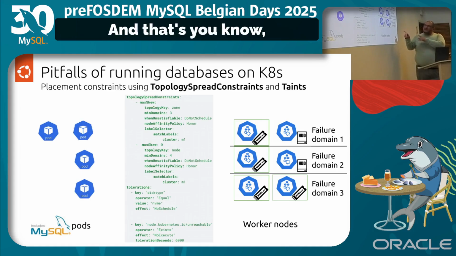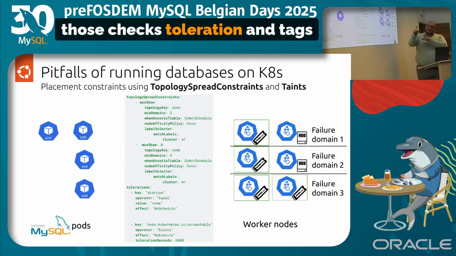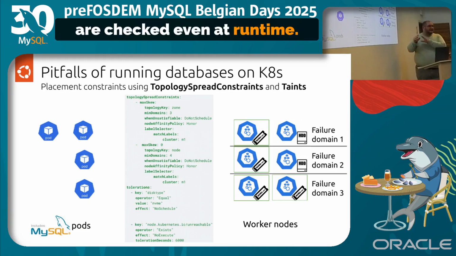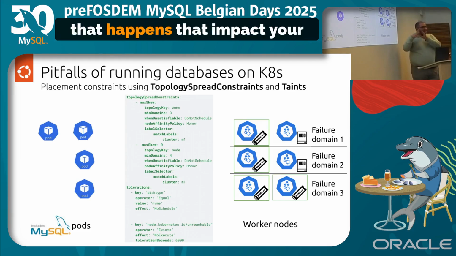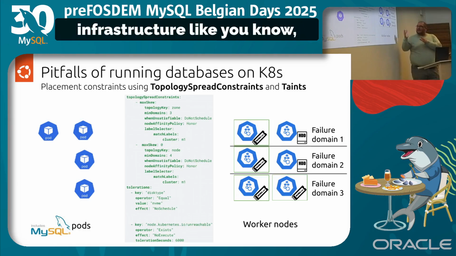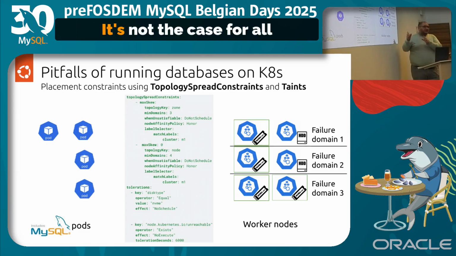Okay. And that's the pod affinity; those checks, tolerations and taints, are checked even at runtime. So even if there is something that happens that impacts your infrastructure, like a failure domain being down, they will still be evaluated later on. It's not the case for all the other methods.